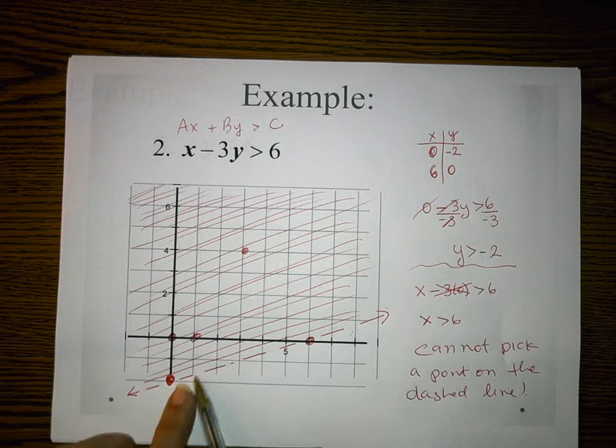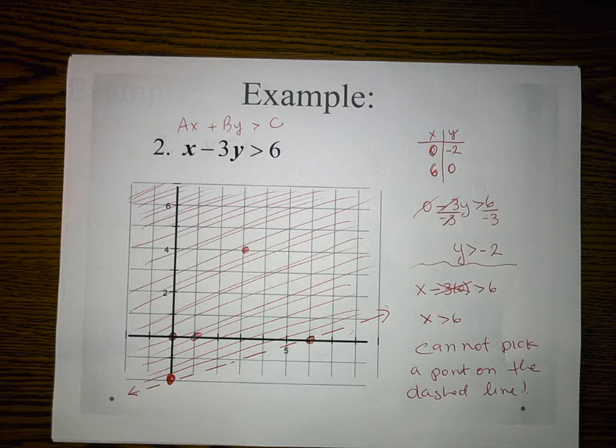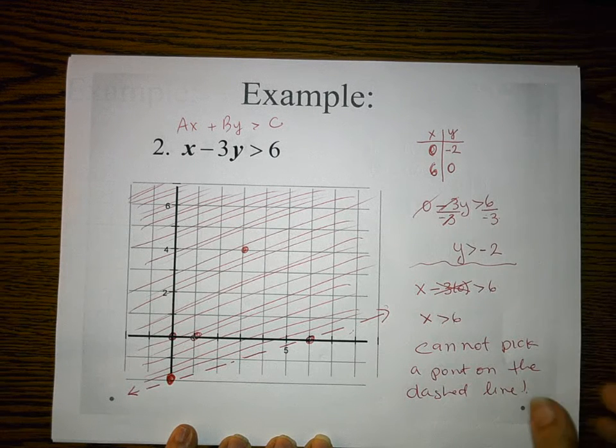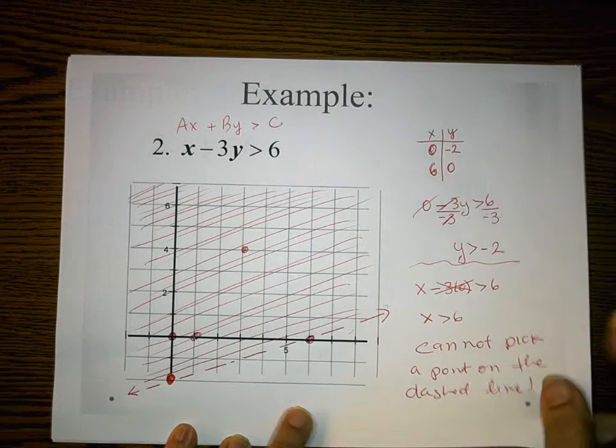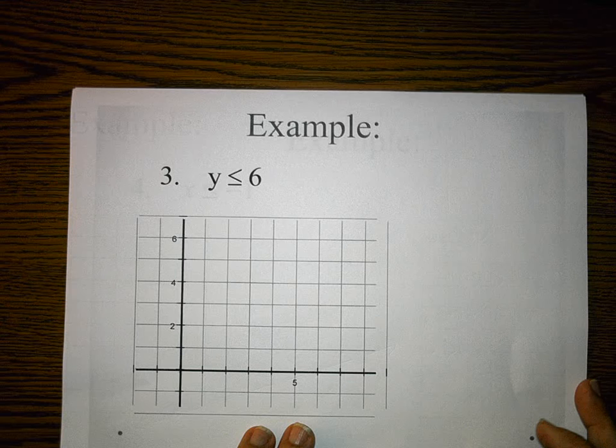Okay, the dashed line is our boundary. We want everything above that line. All right, so let's do one more example. We did 2 of them in standard form. Let's take a look at a different one. We have y is less than or equal to 6.